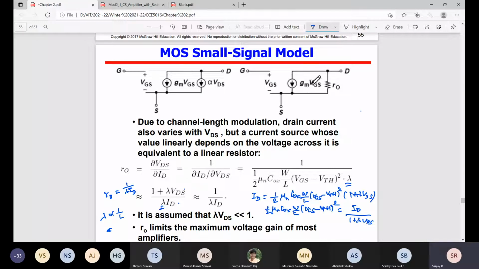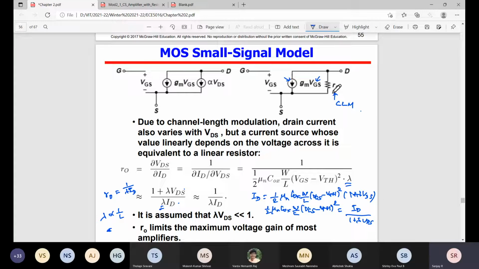Now, we want to include one more effect, the body effect. So r0 is due to channel length modulation. We all know the ideal MOSFET is a voltage controlled current source. The non-ideality, channel length modulation, gives a finite r0 there. Ideally r0 should be infinite, but due to channel length modulation, the current is not constant. So we include the r0 effect.